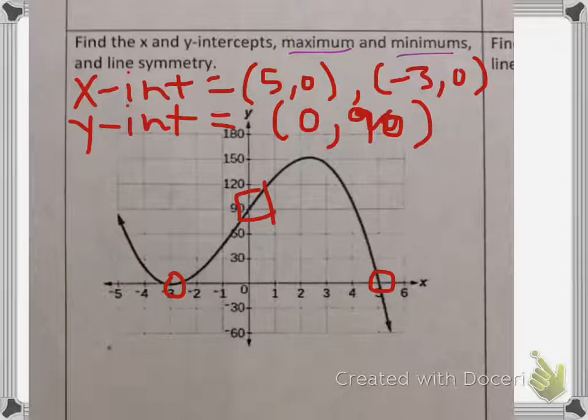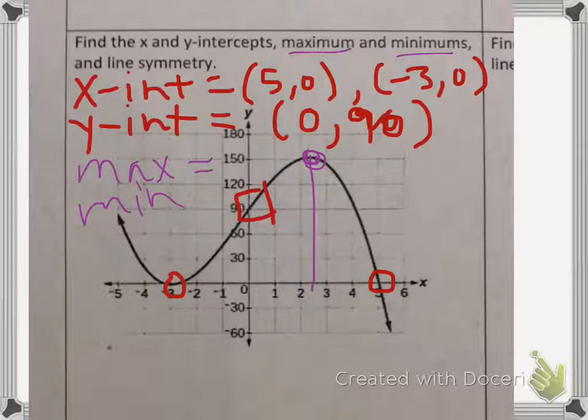So let's go to maximums and minimums now. Maximums are the tops of mountains. So I have one top of a mountain right here in this area. I kind of have to just pick where that's going to be. I think the top of the mountain might be right here. So I'm over 2.5 and up at 150 for my ordered pair.